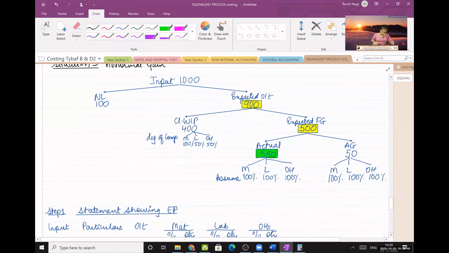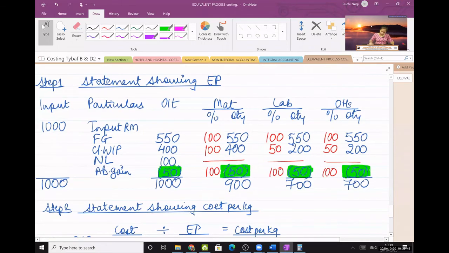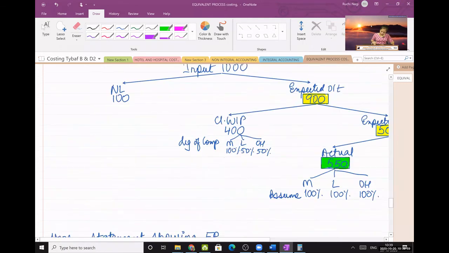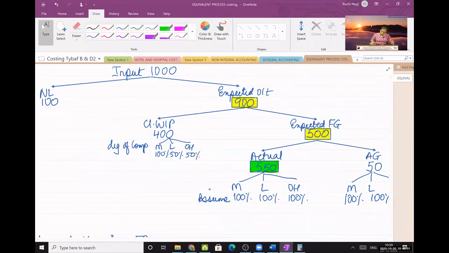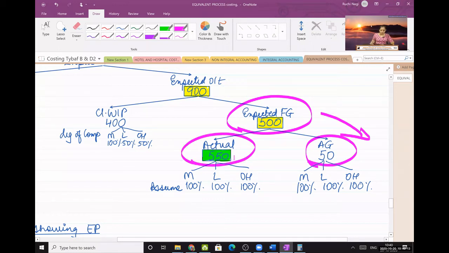Okay, so now start. Statement of equivalent production. I said this is 1000. Anjali, see, how much is your expected finished goods? 500, right? You have had a gain, a profit, so you will add, right? So 500 plus 50 will be how much? 550. Clear now?